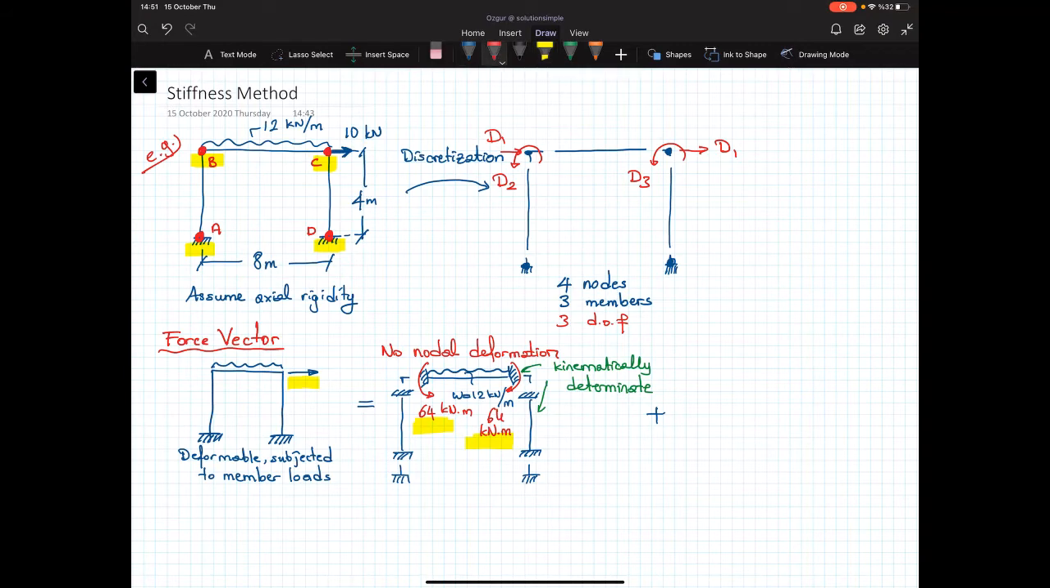So the second case is when we have only nodal deformations. What causes the nodal deformations is the unbalanced forces. In other words, the structure should deform in such a way that the internal forces created due to deformations should balance the unbalanced nodal forces.